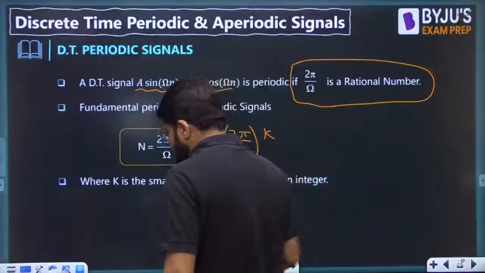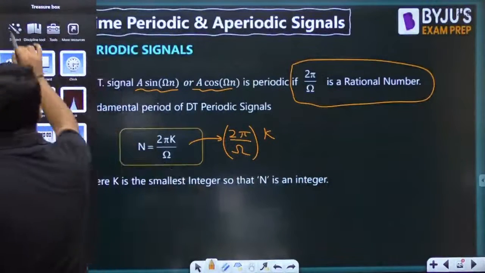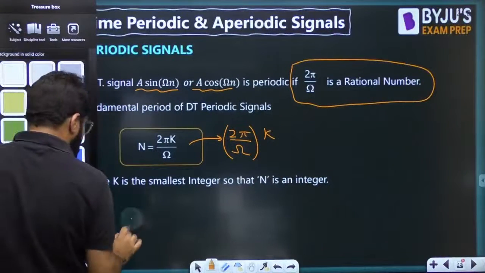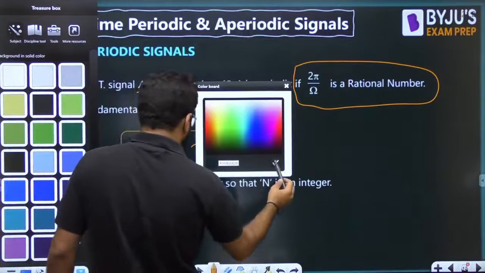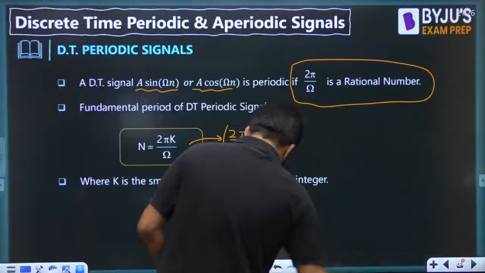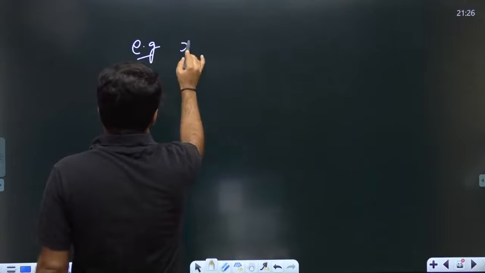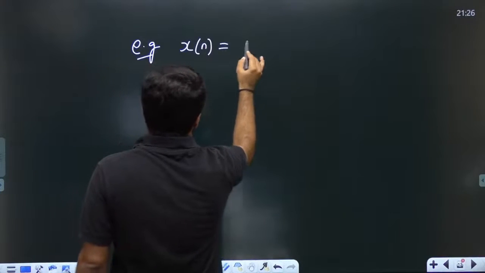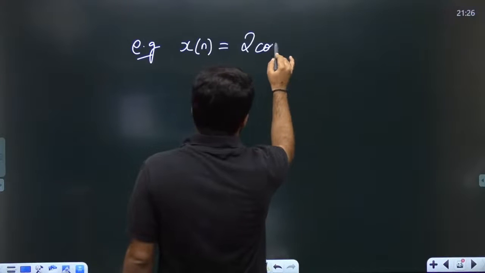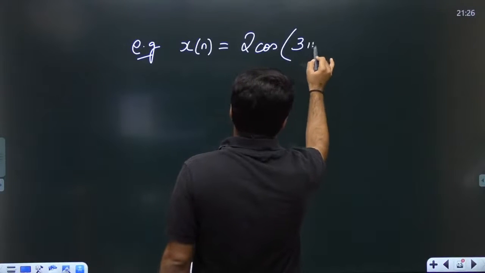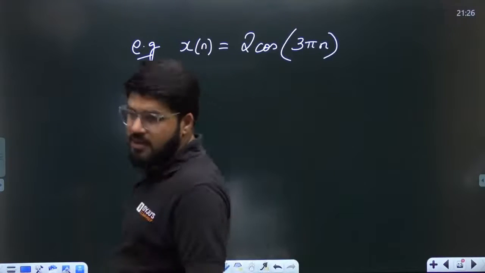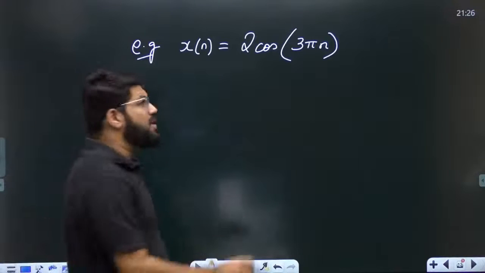Let me take one more example here. Suppose x of n is equal to 2 cos 3 pi n. Is this periodic, and if yes, what is the period?